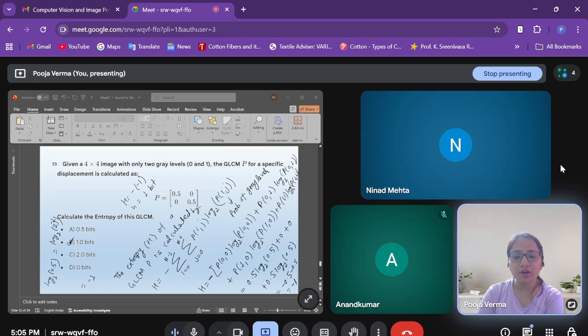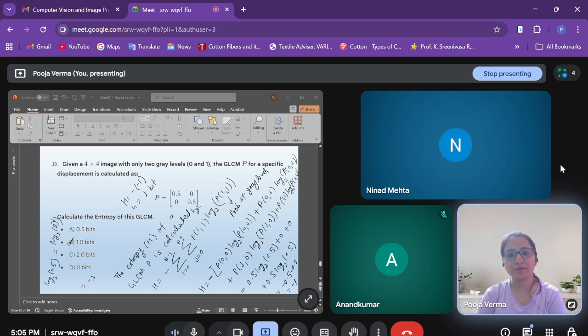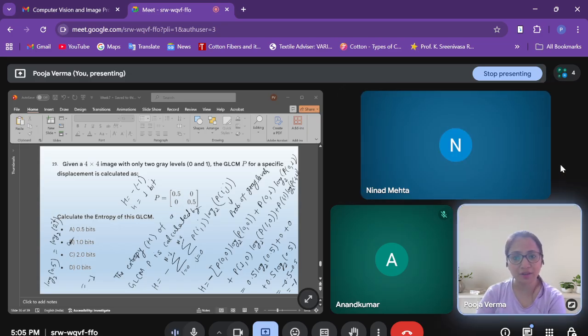Okay, but here this matrix is already given in the question, the GLCM. So Pij is already given to us. I thought it was 0.5 and 0. Oh, sorry. No, this matrix is already given, so you don't need to calculate it.